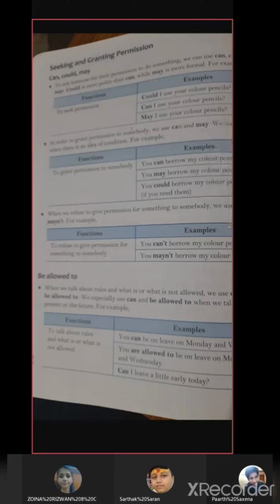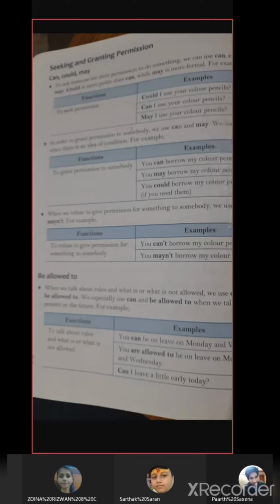Okay, then in order to grant permission to someone, we can use can and may. We use could when there is an idea of condition. Now, to grant permission to somebody, you use can, you use may also, and you use could also.